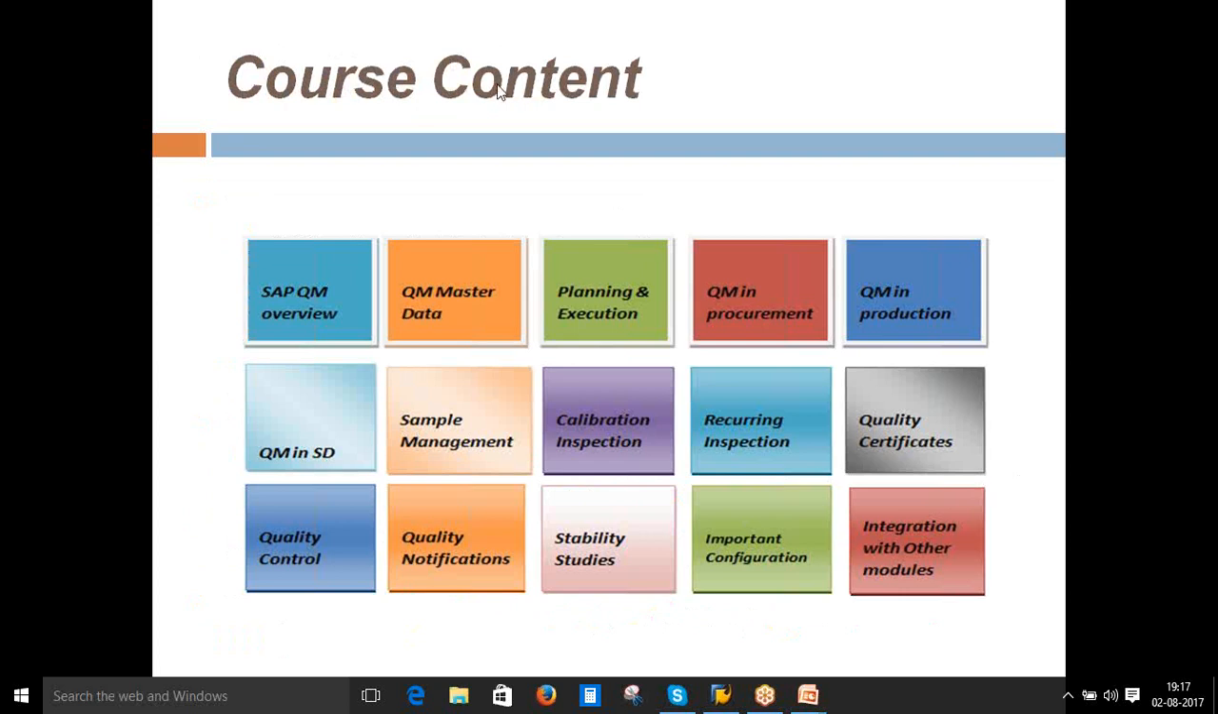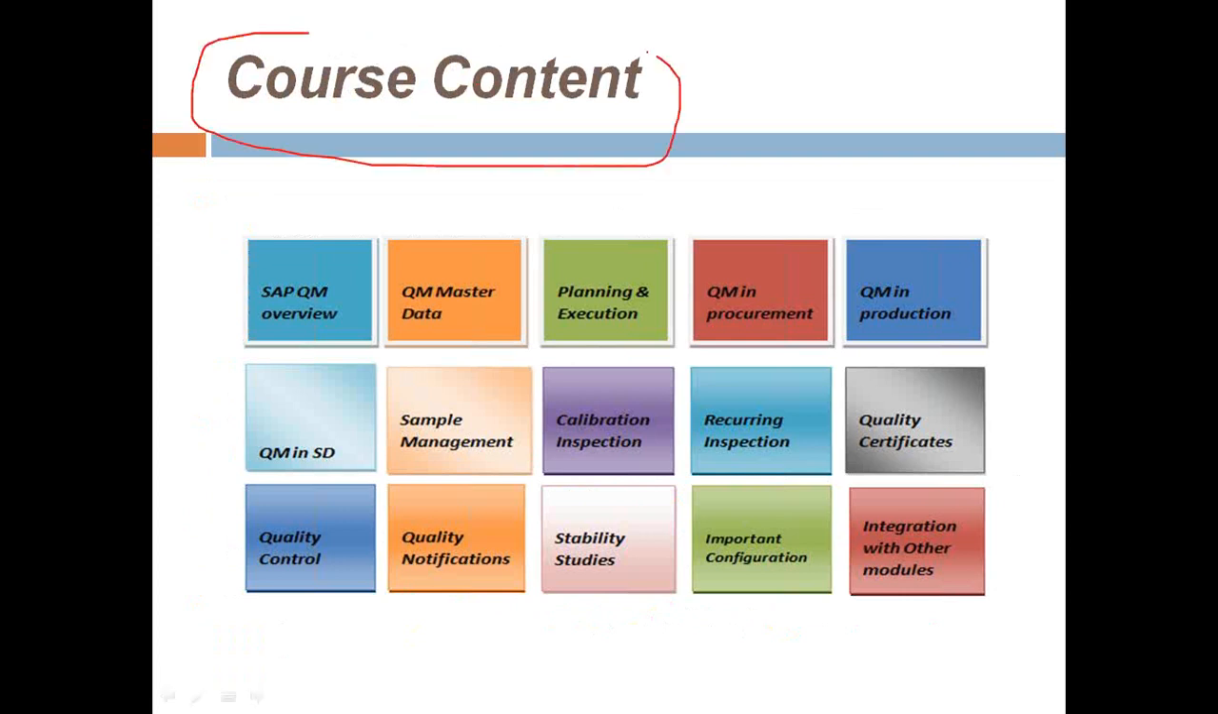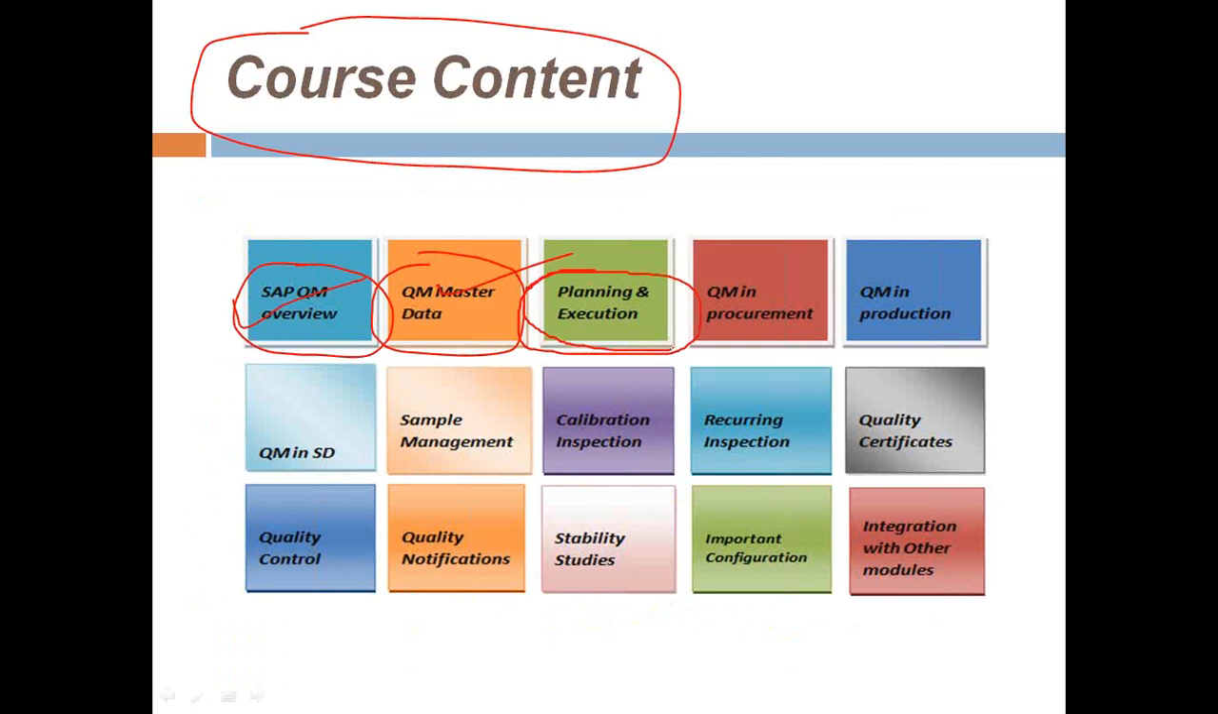Okay. So this is the course content, Achyut. First we will have the overview, SAP QM overview. Then we will have master data, QM master data. Some topics you might be knowing. And then we see planning and execution. Then we will see QM in different scenarios in the logistics, like QM in procurement, QM in production, QM in SD, sales and distribution. Then we will see sample management.